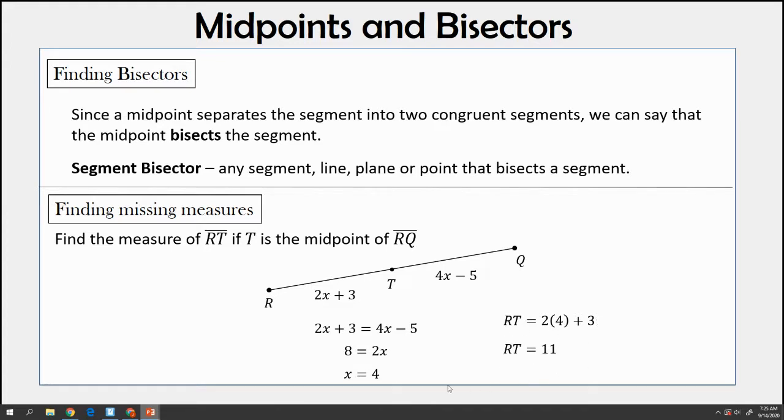On a multiple choice test, they'll give you 4 early in the choices, like A or B, hoping that you just jump on that. You've got to finish the problem. The real answer here is 11.